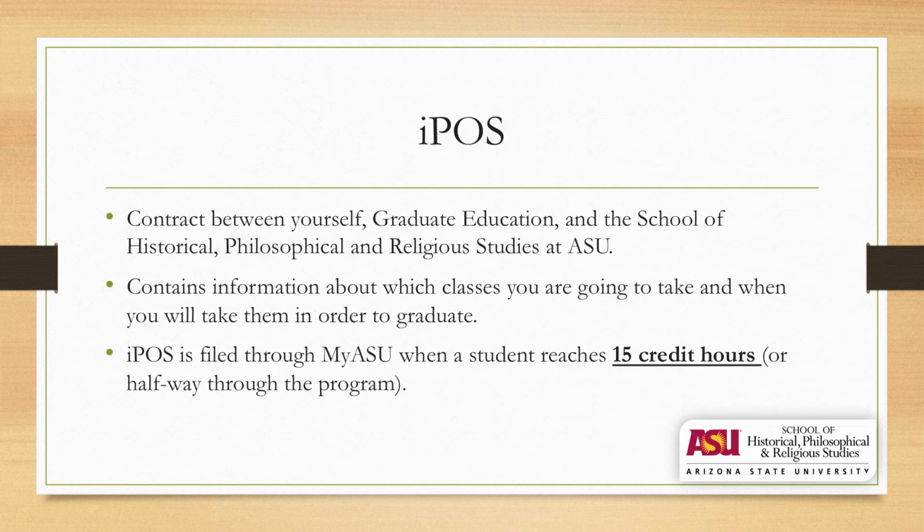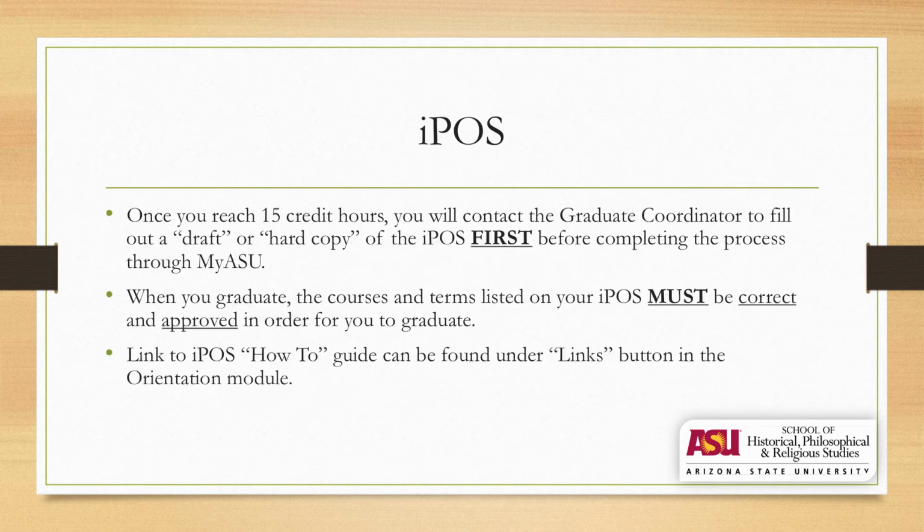It is filed through My ASU when you reach 15 credit hours or when you're halfway through the program. When you're in your My ASU, there's an actual tab that says IPAWS, and you click on that and you go through a series of steps to actually complete the IPAWS. So once you reach 15 credit hours, you will contact the graduate coordinator to fill out a draft, or a hard copy, of the IPAWS first before completing the process.